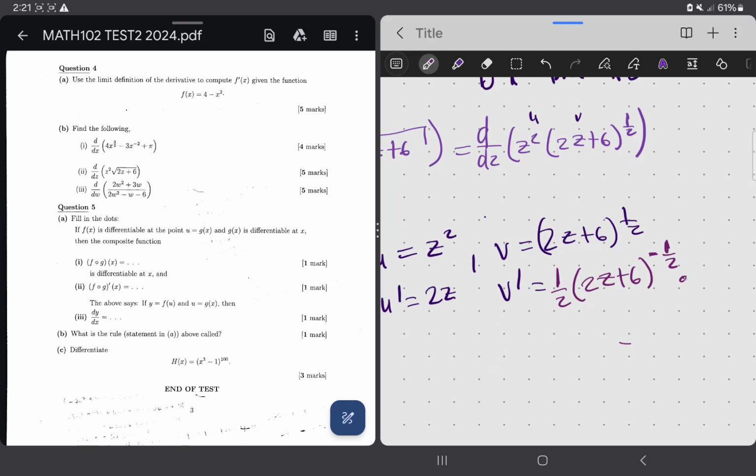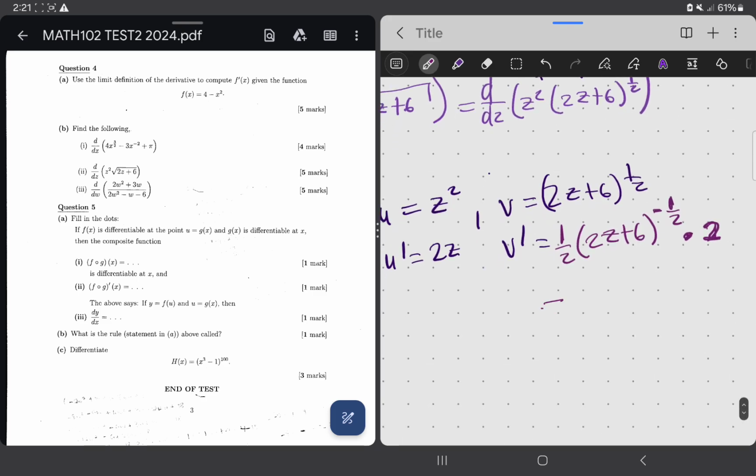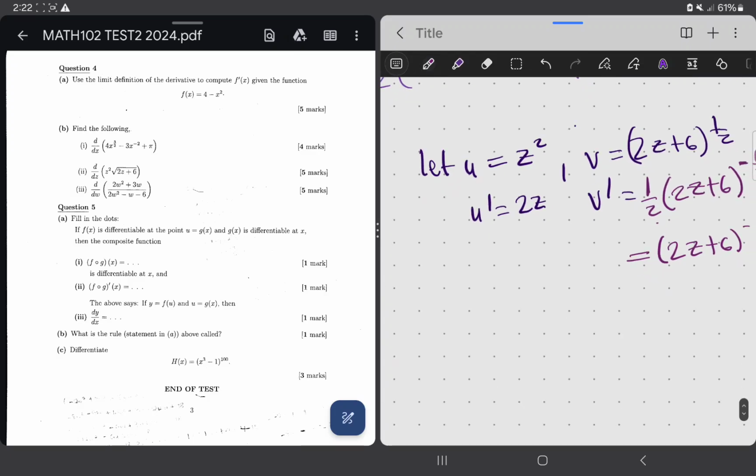Then you multiply by the derivative of the inside, which is the derivative of 2z plus 6. The derivative of 2z is just 2. The derivative of 6 is nothing. So we have it multiplying 2. What are we going to have? Half times 2, they cancel. You have 2z plus 6 to the power of negative half. This is now the v prime. And then we have a u prime.